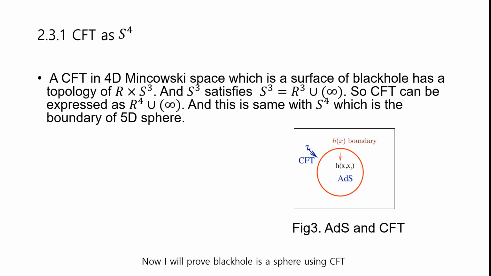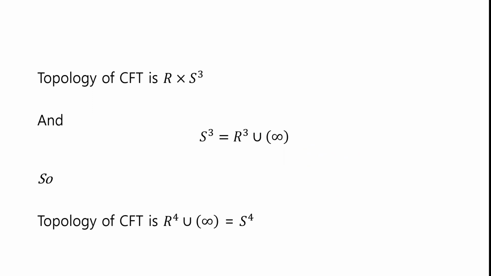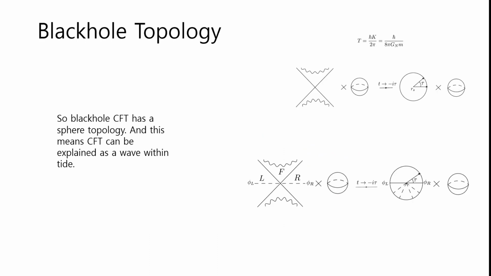Now I prove a black hole is a sphere using CFT. A CFT is 4D Minkowski space, which is the surface of the black hole, with a topology of R multiplied by S3. And S3 satisfies S3 equals R3 plus infinity. So CFT can be expressed as R4 plus infinity. And this is the same as S4, which is the boundary of a 5D sphere. The topology of the sphere is R multiplied by S3, and S3 is R3 plus infinity. So the topology of CFT is R4 plus infinity, which is S4.